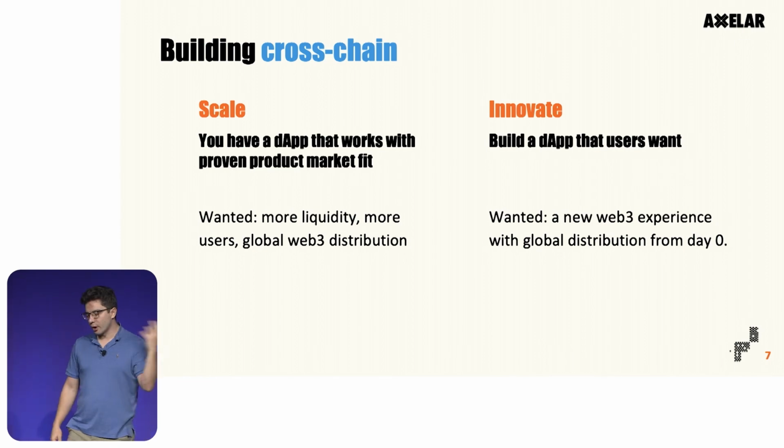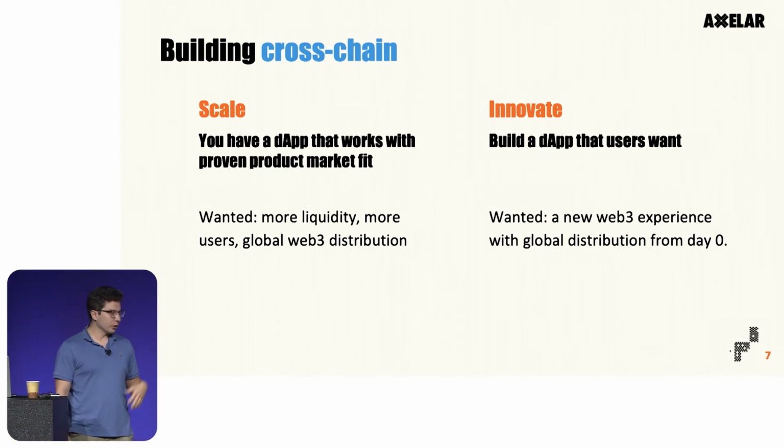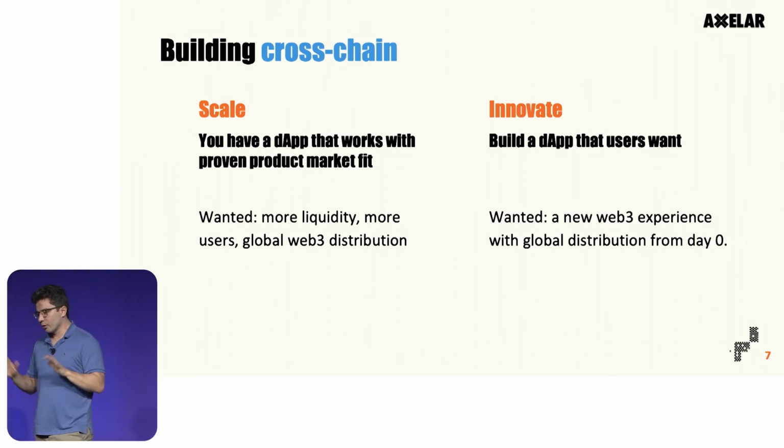You can have users from Cosmos access your application. You'd have better liquidity. You can collect more fees and so on and so forth. So scalability of an application is a critical component that at some point every application that found a product market fit will have to do. And so I think cross-chain is one path to do that.